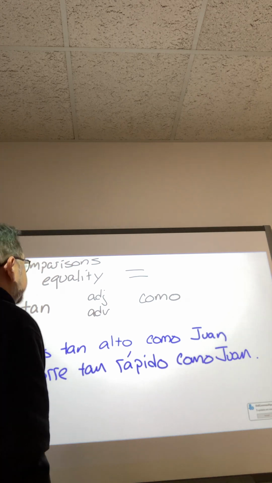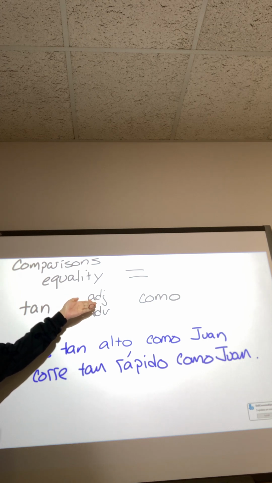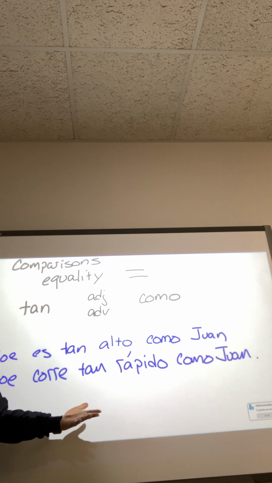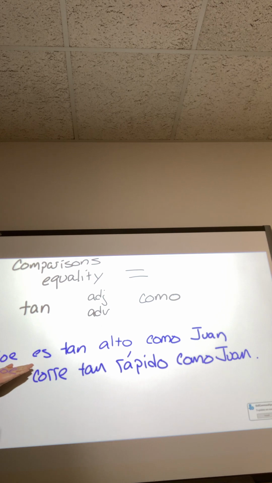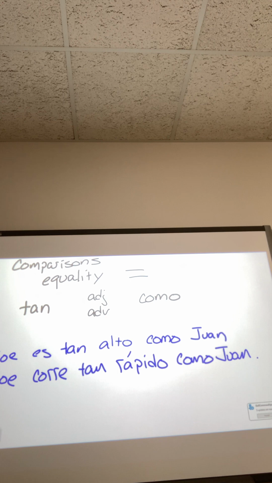You start with the word tan, T-A-N, and then once again, adjectives, descriptive words, or adverbs, descriptive of your action, and then como. So, Joe es tan alto como Juan. Joe is just as tall as John. So they're equal. Joe corre tan rápido como Juan. Joe runs just as fast or just as quickly as John. So their speed is equal.